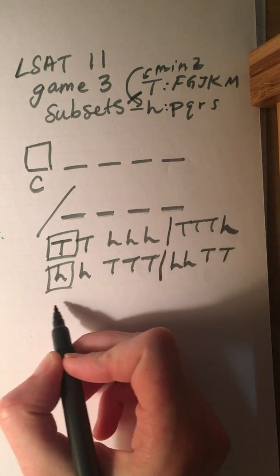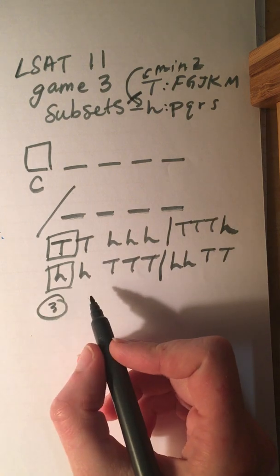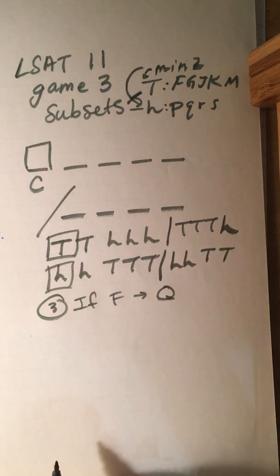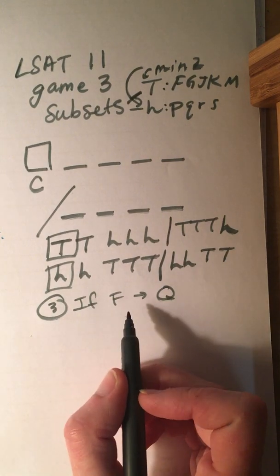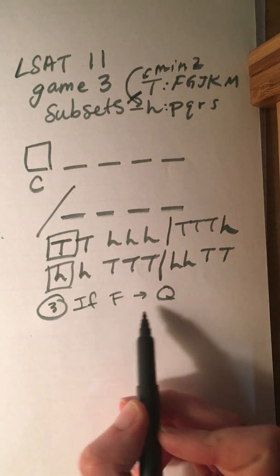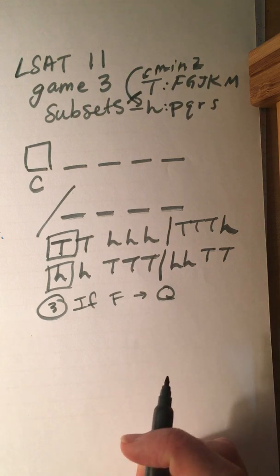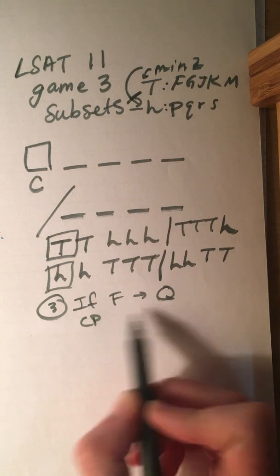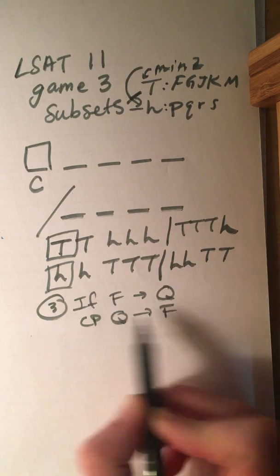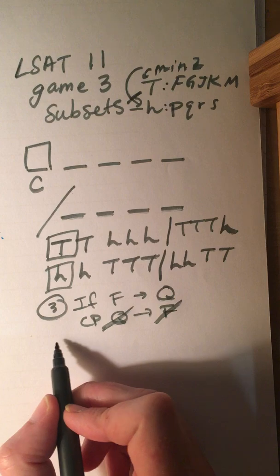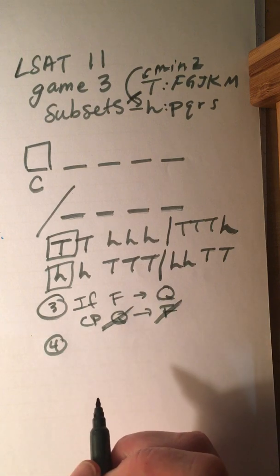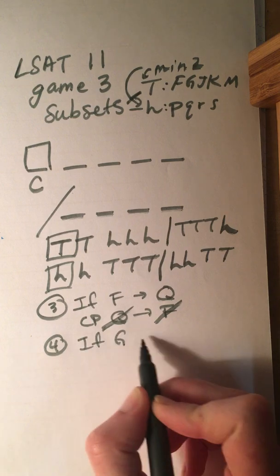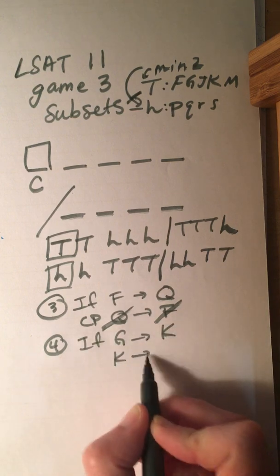So rule 3 says if F is selected, then Q must be selected. Okay, so F is the sufficient condition. Knowing that F is in is sufficient to know that Q must be in. All right, and then we always create the contrapositive, so we do that by flipping and negating. Okay, rule 4, if G, then K, and the contrapositive.